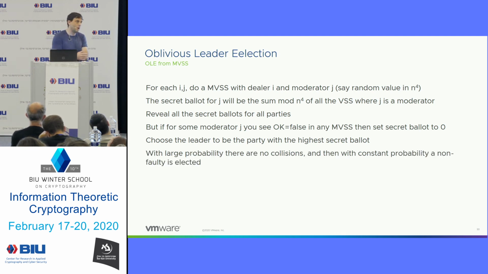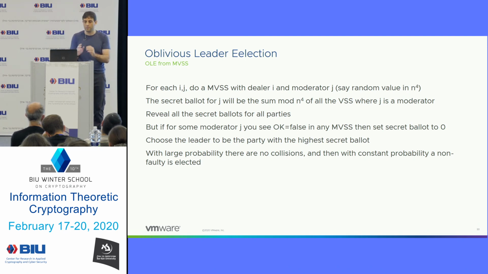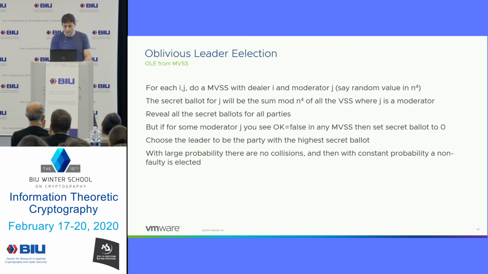Right? And so the way this analysis works is that with a very large probability, there's going to be no collisions between all these random coins. Since we're choosing them, say, in a scale of n to the 4, we have only n parties, so there's very little probability of collision. And so if we have no collision, then with constant probability, there is going to be some non-faulty that's going to have a higher ballot than all the faulty parties.